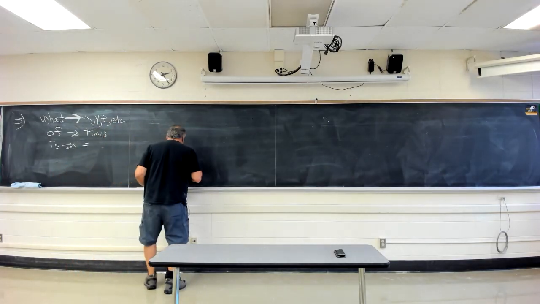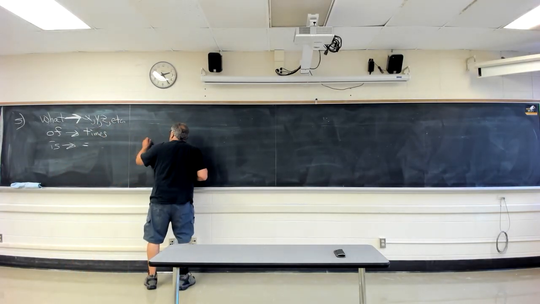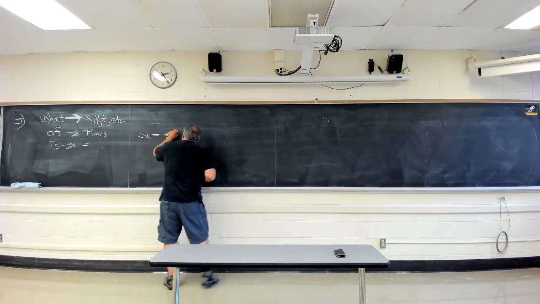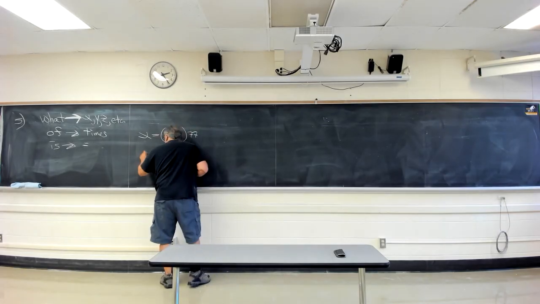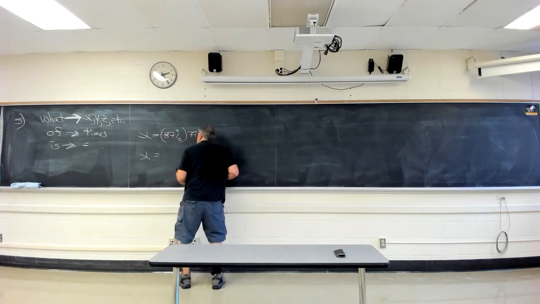How many minutes have gone by? Well, the amount of minutes gone by, I don't know. What is the amount of minutes gone by? The amount of minutes gone by, X, is 37% of the 77 minutes total that he had set for the timer.